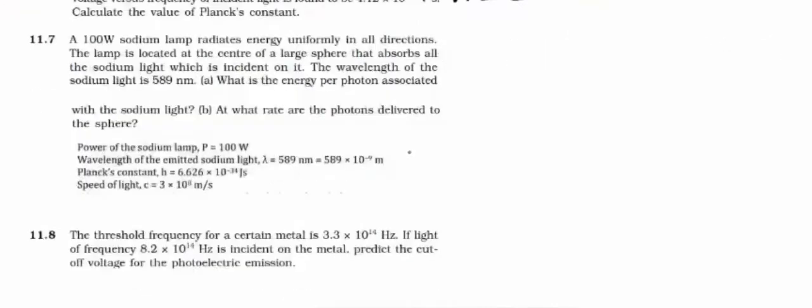Then question 7. A 100-watt sodium lamp, power is given, radiates energy uniformly in all directions. The lamp is located at the center of a large sphere that absorbs all sodium light which is incident on it. The wavelength of the sodium light is 589 nanometer. Wavelength is given. What is the energy per photon associated with the sodium light? So energy per photon, again the same formula, E is equal to hc by lambda. Substitute the values and find energy per photon.